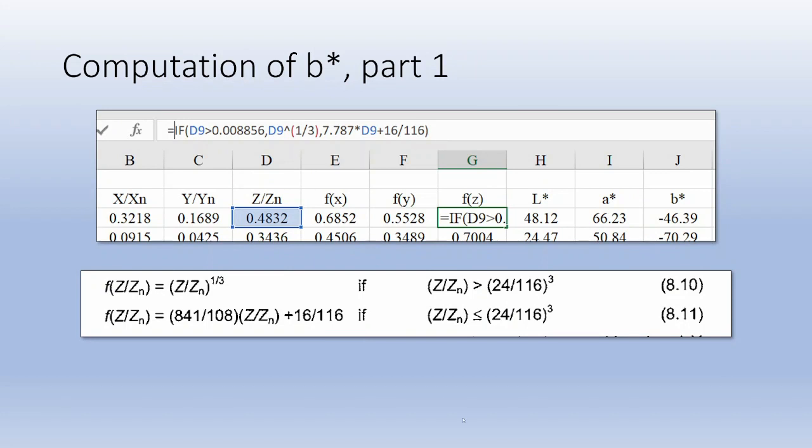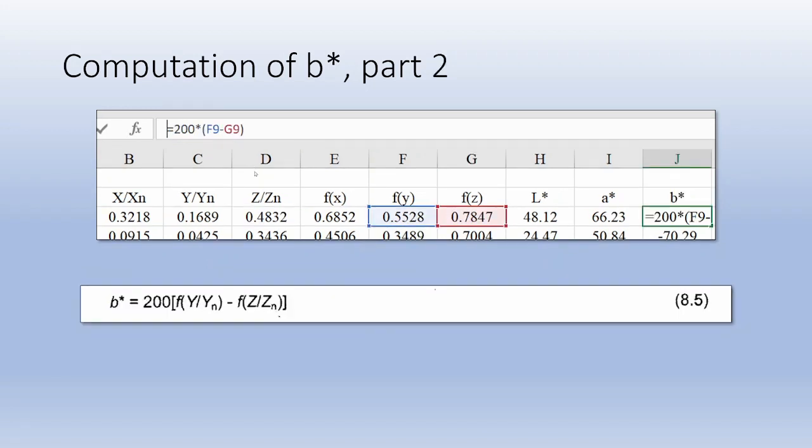Here we see the first part of the computation for the B star value. Looks a lot like the other ones. We've got this cube root thing. This is the first part. Here's the second part where we take the difference, just as we did in the Adams system from 1923 and also in his 1942 paper. We take the difference between the Y and the Z, and we multiply that by 200. And that gives us the B star value.